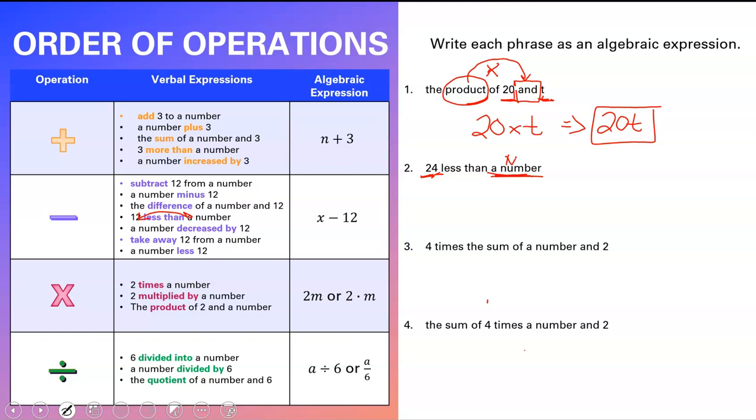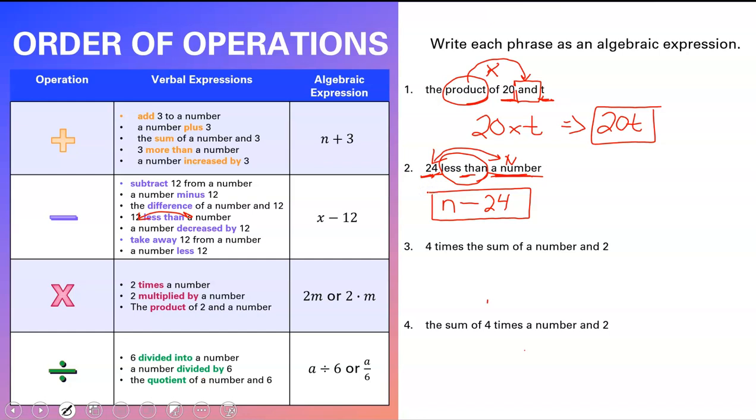Identify your operation words. Less than. Well, less than is that tricky one. It means subtraction, but we have to do that flip-flop, that switch, or rainbow switch. So it does mean subtraction. And then we just write it out. Less than, switch, swap. So 24 does not go first. It's n minus 24.